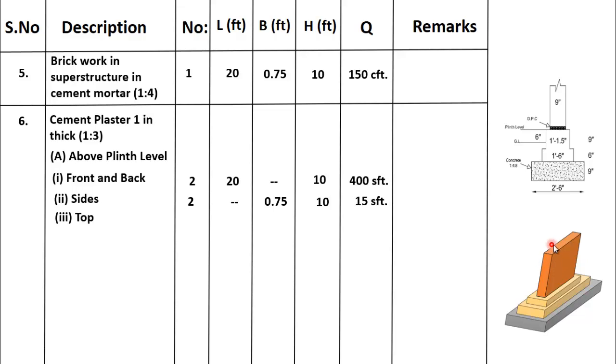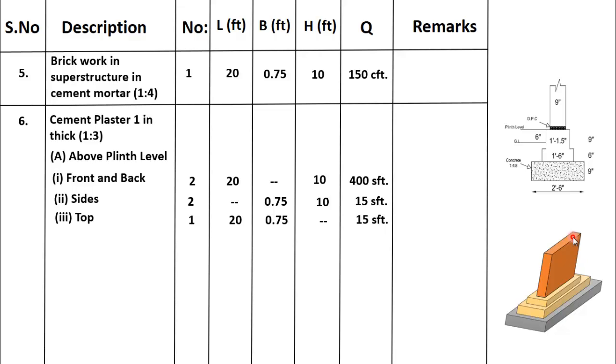Now to find the quantity of plaster for this top portion, we will use the same method. Here we have only one top portion. The length of the top portion is 20 feet. The width is 0.75 feet and we have no height, so skipping height, we will get the total quantity of plaster for top portion is 15 square feet.